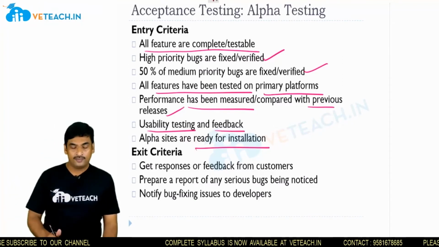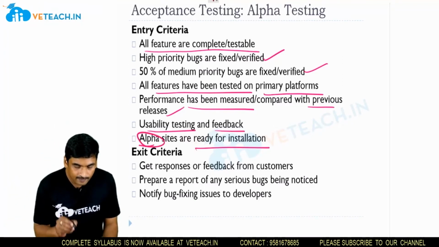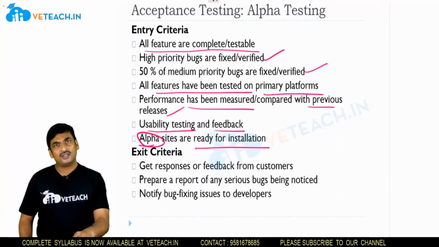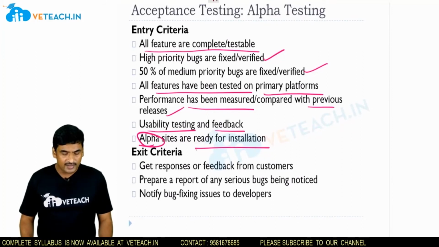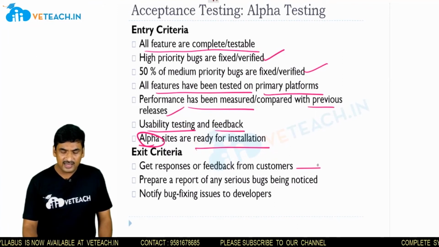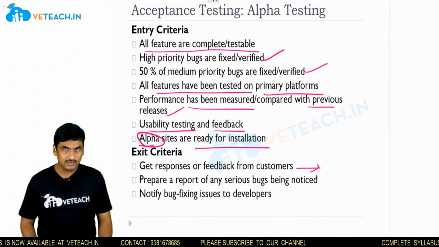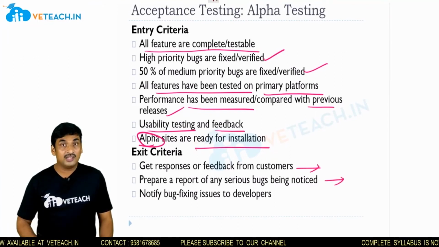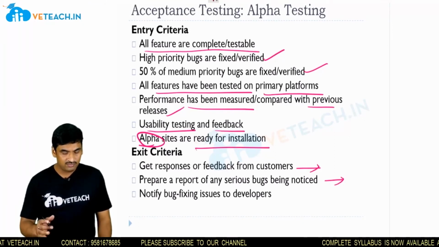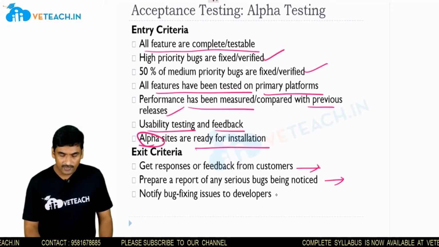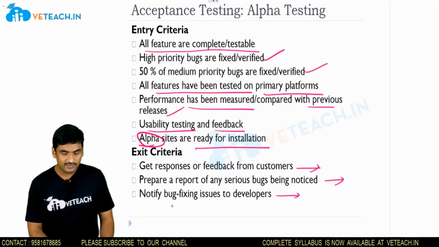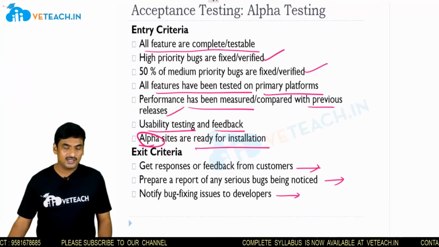Those test sites are referred to as alpha sites. So when these conditions are satisfied, only then will we go to alpha testing. Then when do we stop? The exit criteria is that we get the responses from the customers. When a report on serious bugs is identified, if there are any noticed, we will stop, and these bug fixing issues are to be notified to the developers.